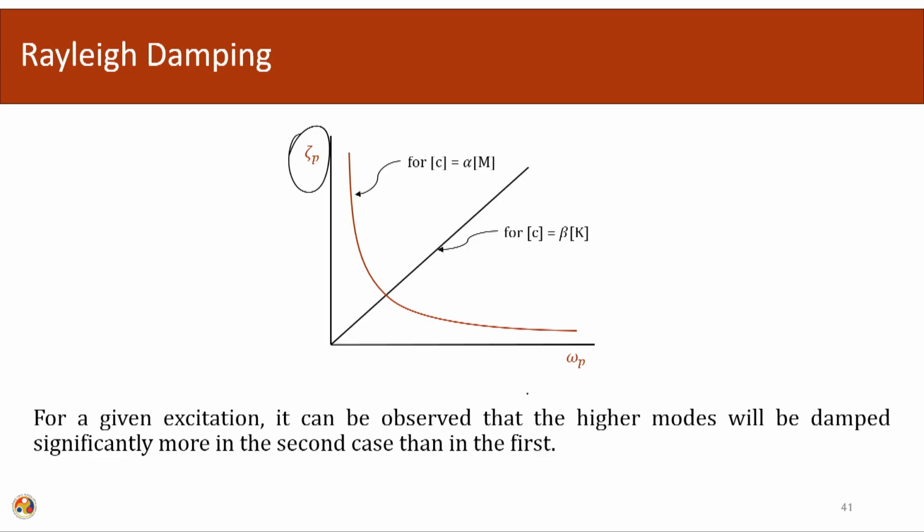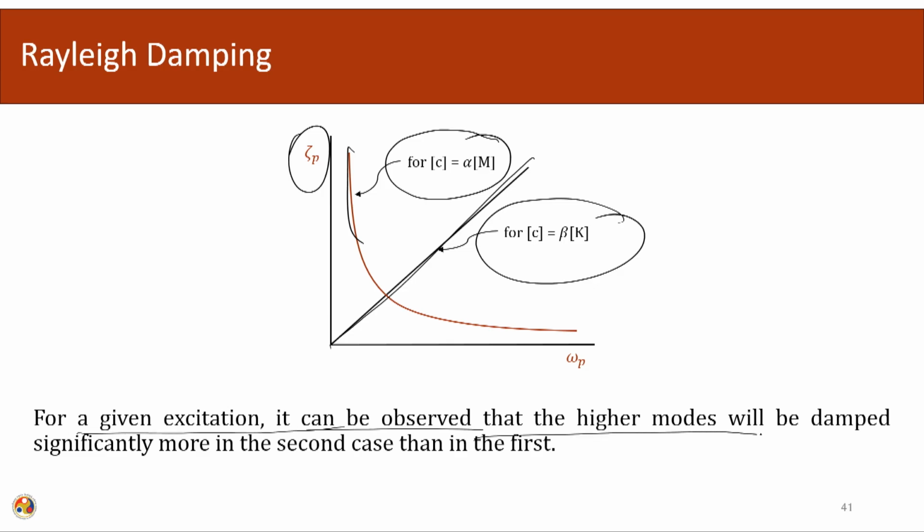For C equals alpha M, it will be in this phase. This line gives C equals beta K. For a given excitation, it can be observed that the higher modes will be damped significantly more in the second case than in the first case. This is how Rayleigh damping has been represented here.